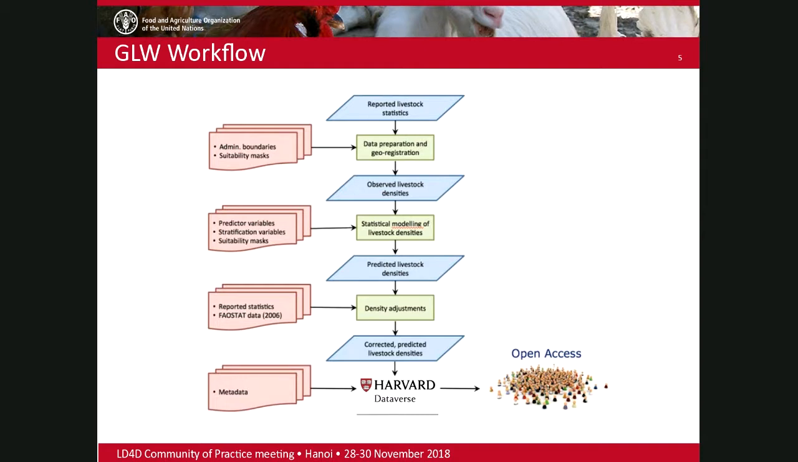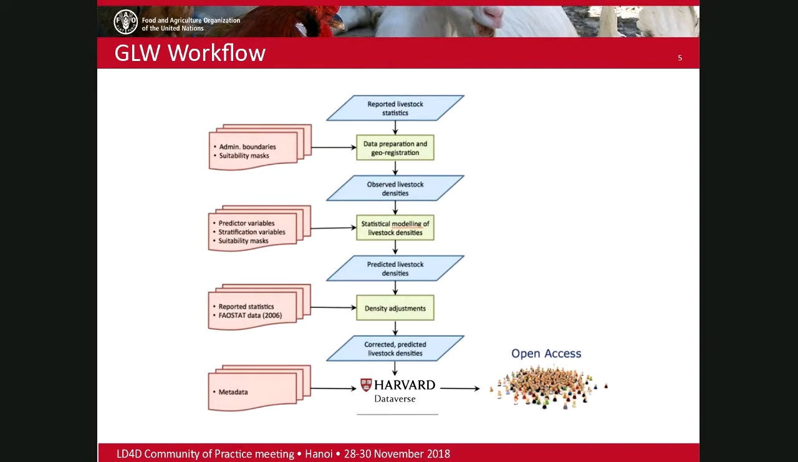And 2010 is the median year of the observed data, so that's what we standardize it to. So then we come up with our predicted densities, and then we generate the metadata, and it's now published on the Harvard Dataverse. That's a nice system for publishing data sets, and it's fully open access.